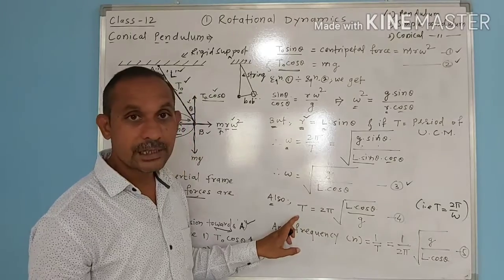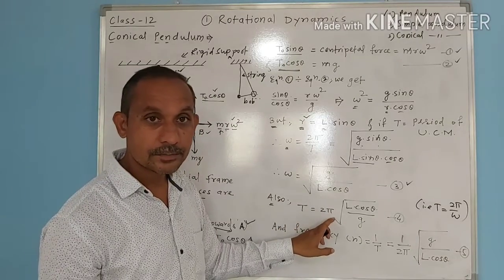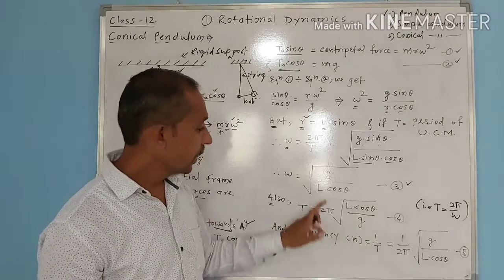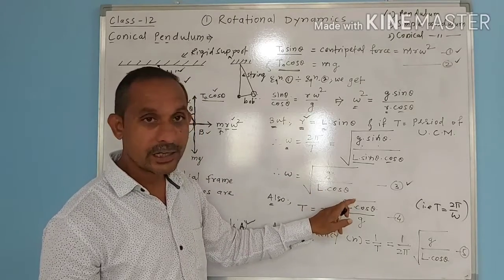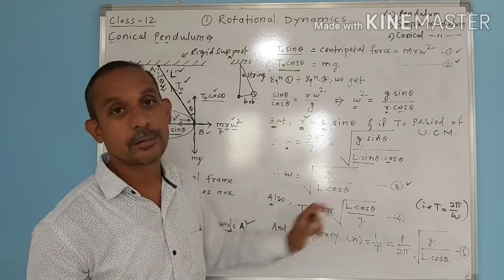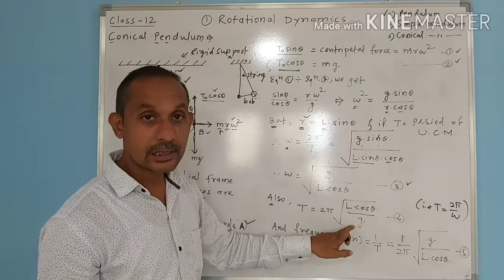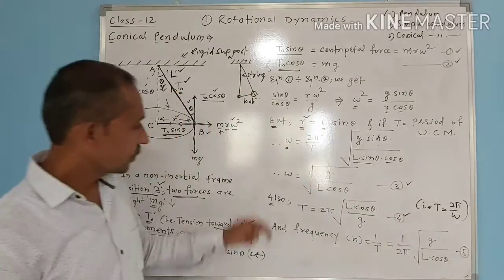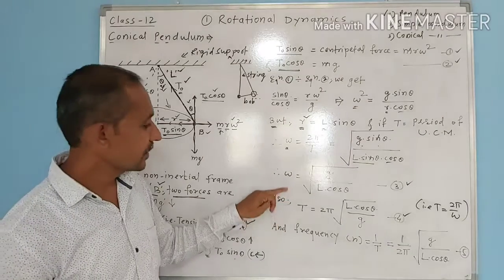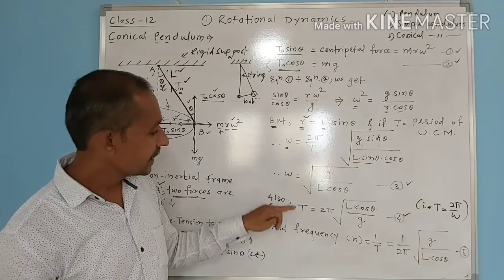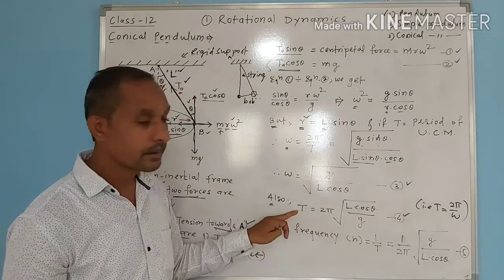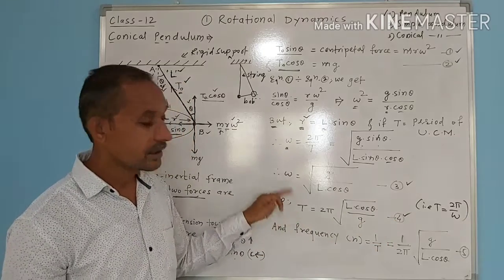So the periodic time can be written as twice pi, and then under the root, L cos theta will be at the numerator and g will be at the denominator. So T is equal to twice pi under root of L cos theta divided by g. This is the next relation. So these two relations are important. The first is for the angular speed, and the second, number 4, is for the periodic time. Both these relations are important.